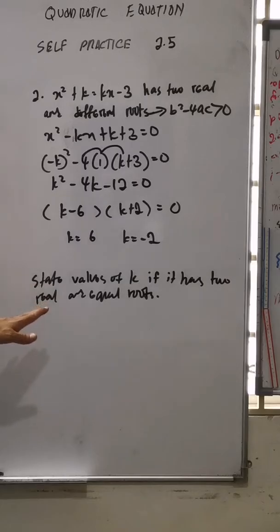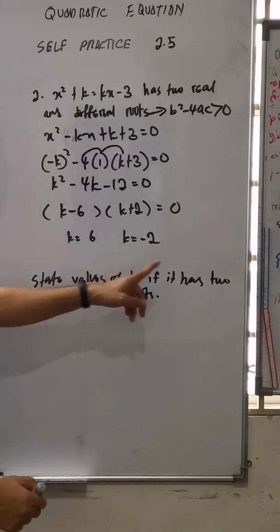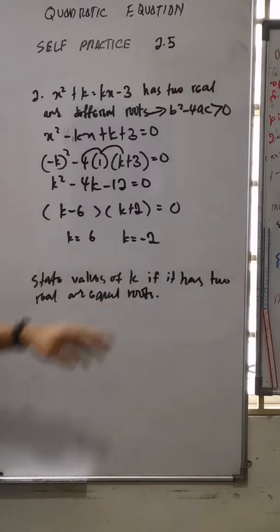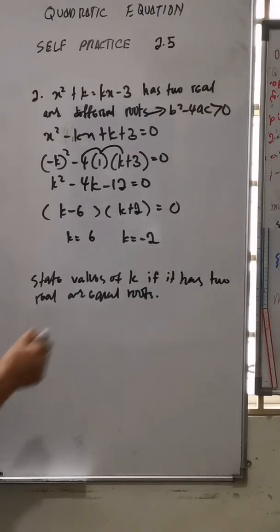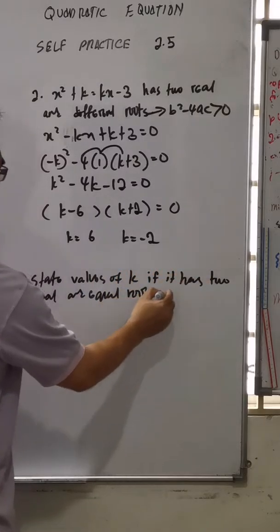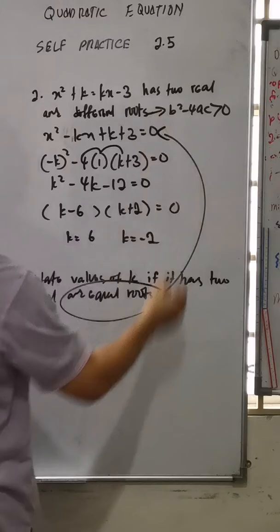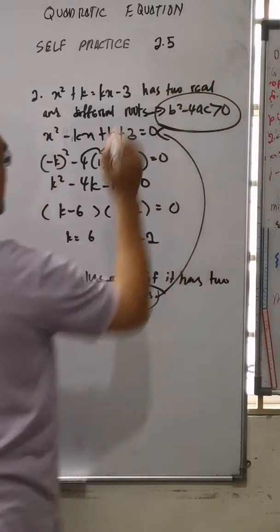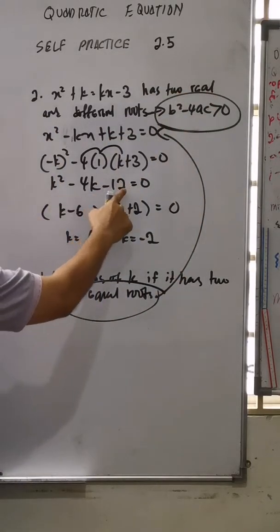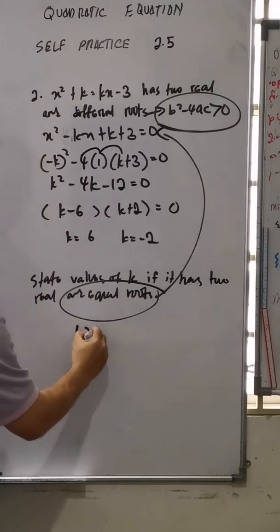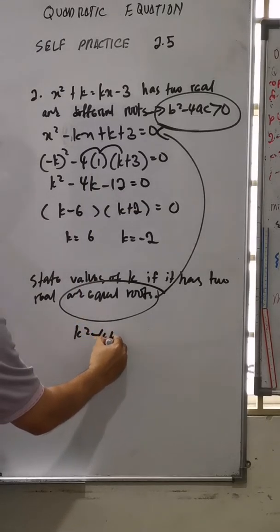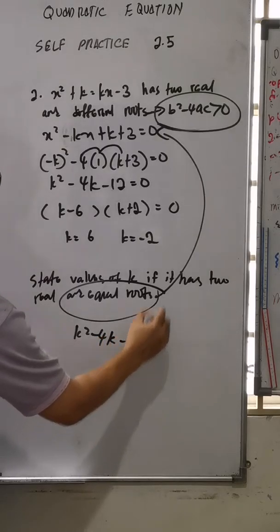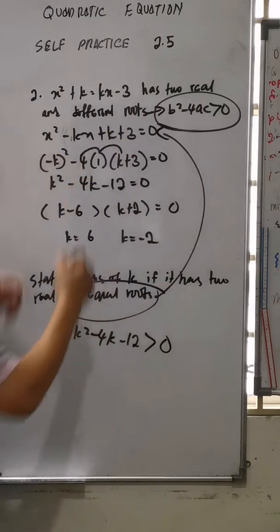So what if this equation has two real and equal roots? Okay, mistake. This is actually the answer for this. Two real and equal roots is for this one. So for this one, b squared minus 4ac, we get something like this, but it becomes k squared minus 4k minus 12, larger than 0. So this part should go above.